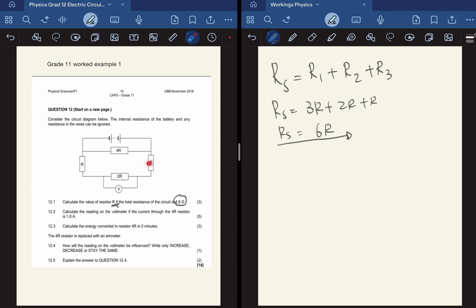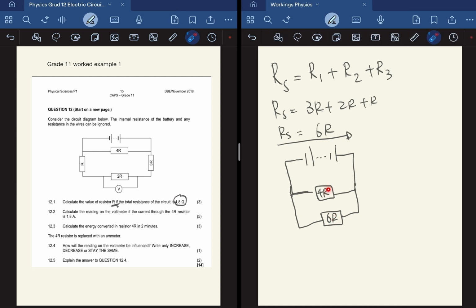But since we have resolved the series connection, we can resolve our circuit as well. We can have something of this nature. After we have resolved the series connection, this will be our 4R, and this would be our 6R. And so what you observe from this is that you now only have two resistors connected in parallel.